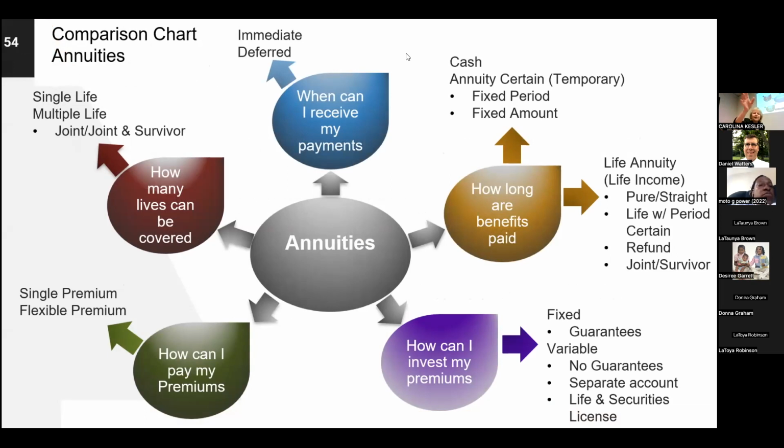So that basically tells you the cycle of an annuity, right? It confuses me. I'm not good with graphs. I like it just written in a list. So that's our next one.